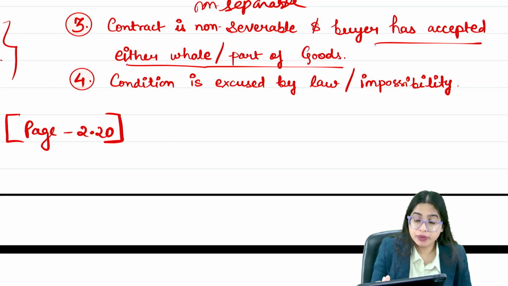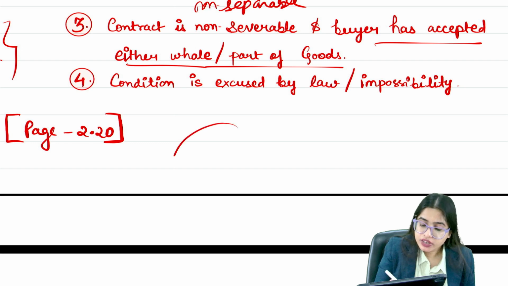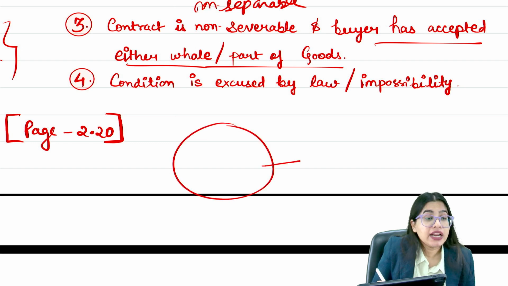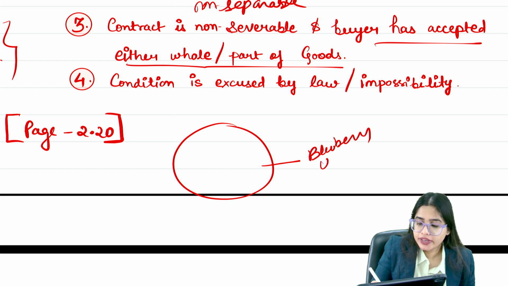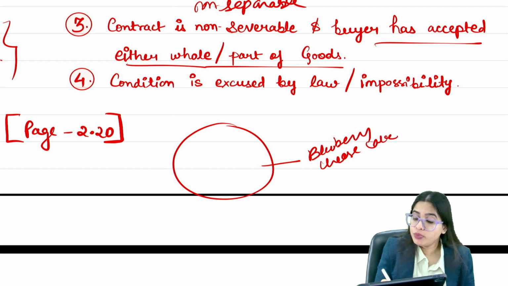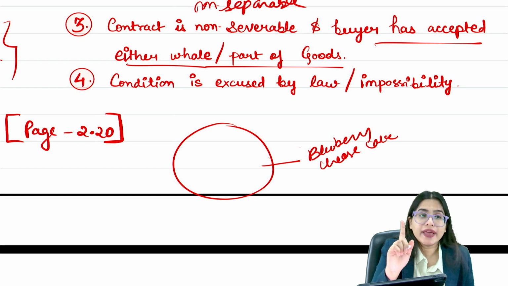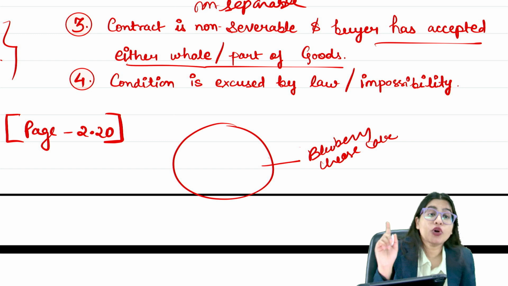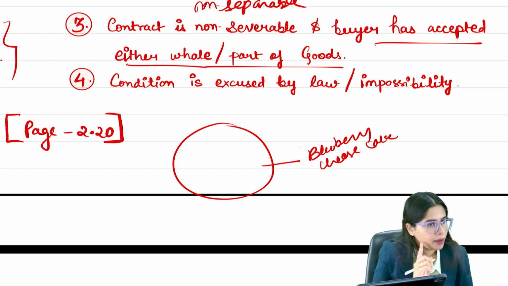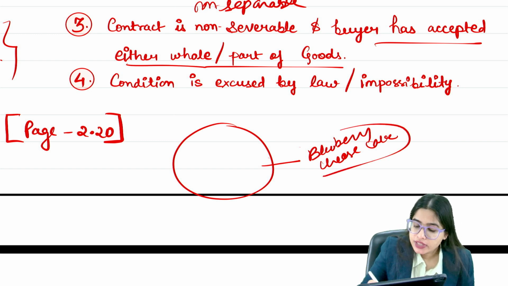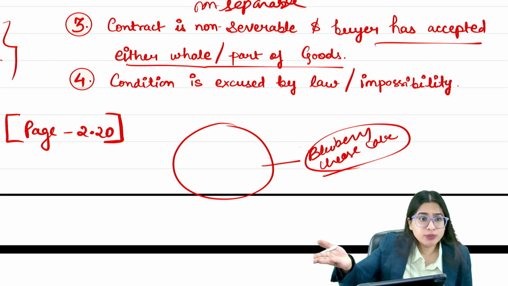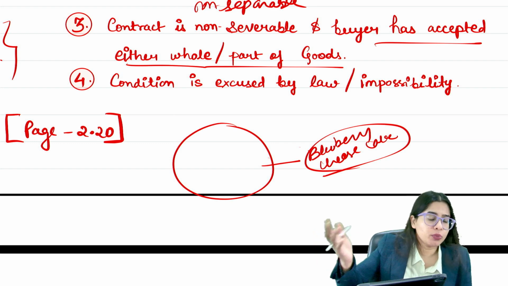Let's take an example. My friends ordered a cake for my birthday, and I love blueberry cheesecake. So my friends ordered blueberry cheesecake. This cake should be only blueberry cheesecake. They ordered blueberry cheesecake for my birthday. Now, is this a condition? Yes, they ordered blueberry cheesecake, so that cake should be blueberry cheesecake.